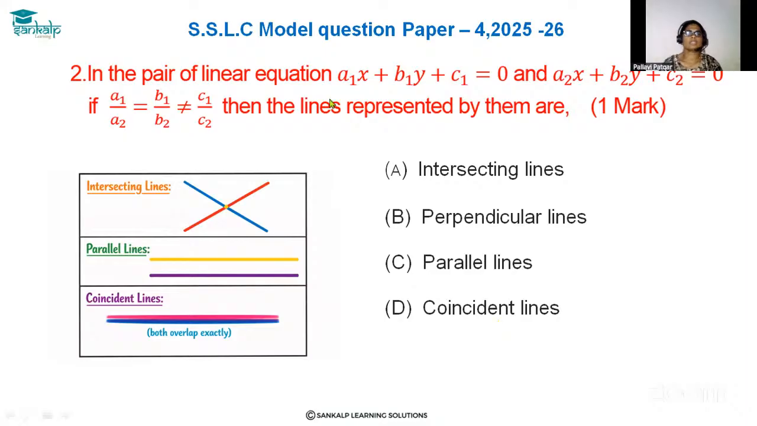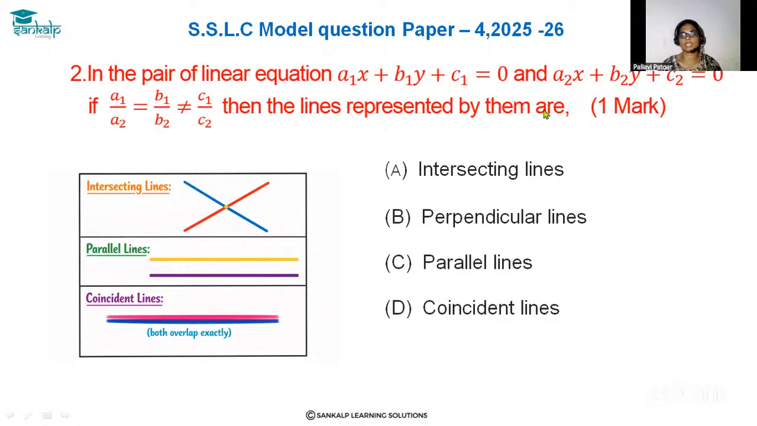Hello everyone. Look at the question number 2. In the pair of linear equations a1x plus b1y plus c1 is equal to 0 and a2x plus b2y plus c2 is equal to 0, if a1 by a2 is equal to b1 by b2 is not equal to c1 by c2, then the lines represented by them are.